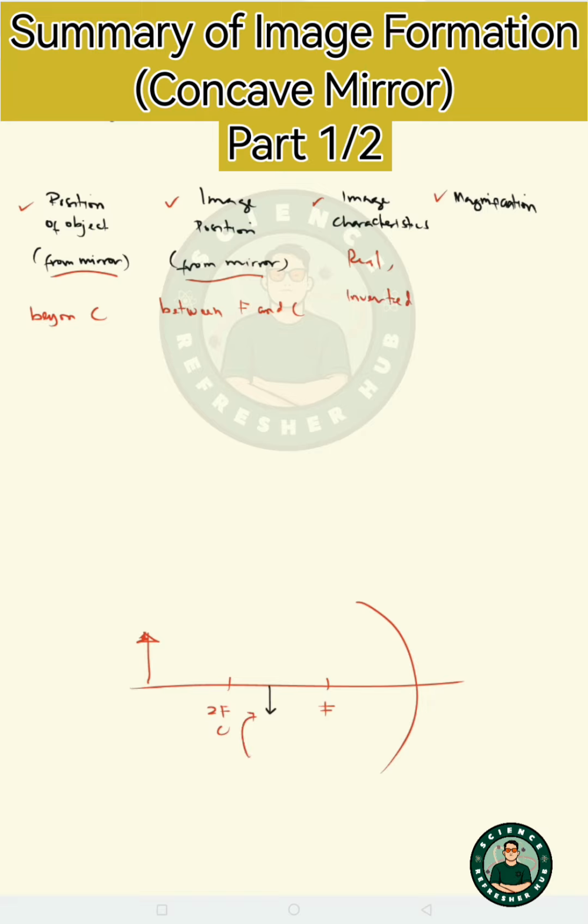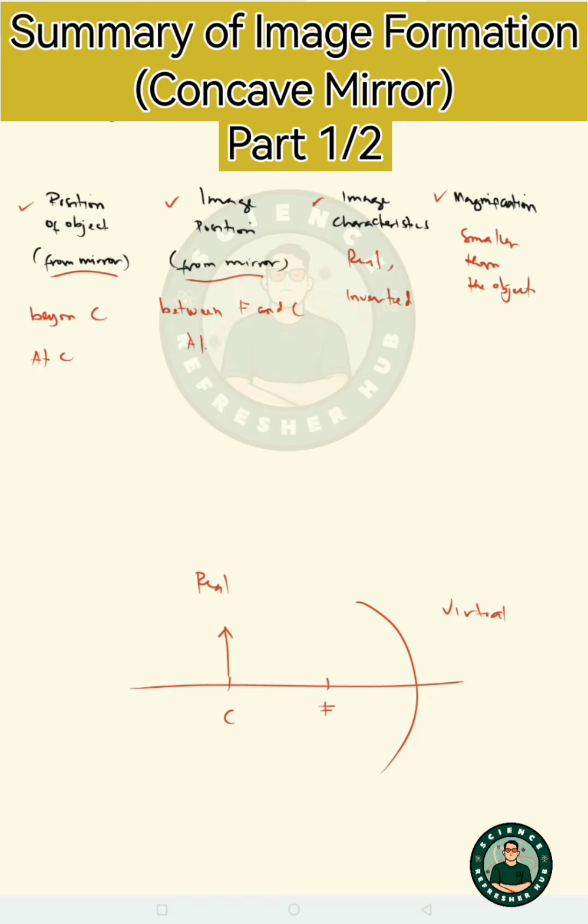So you can see it's inverted compared to our object here, and it's real because, if you still recall, this is the real side of the mirror and this is going to be the virtual side of the mirror. So it's a real image formed on the real side of the mirror. And the magnification, if you notice, is smaller than the object.